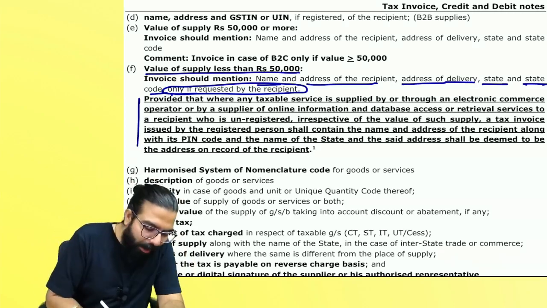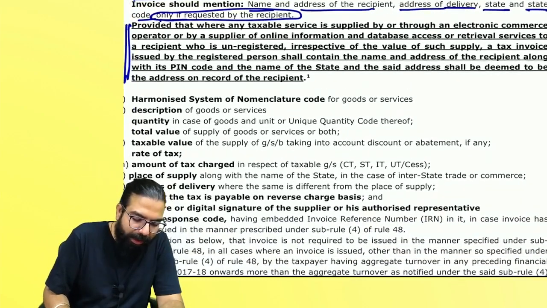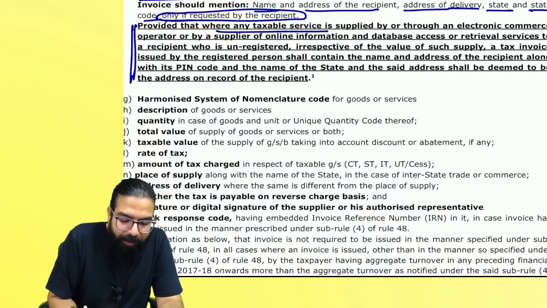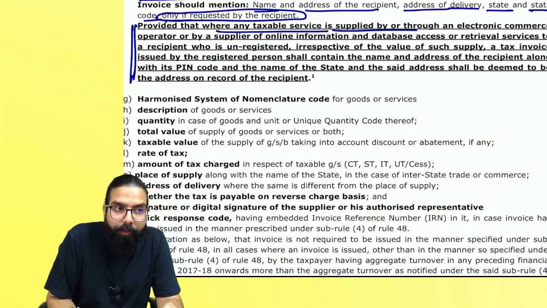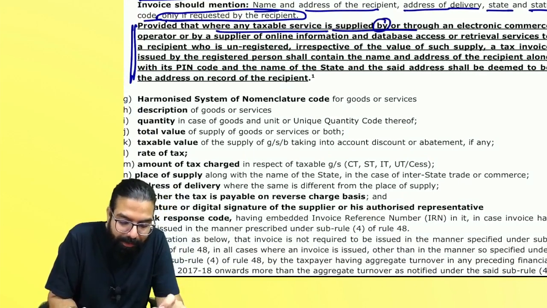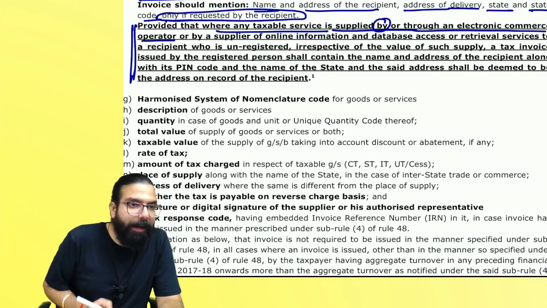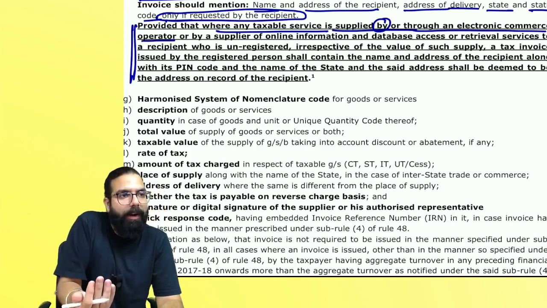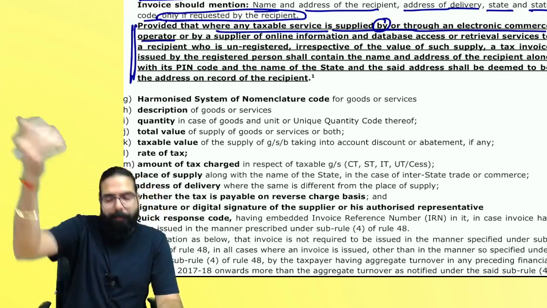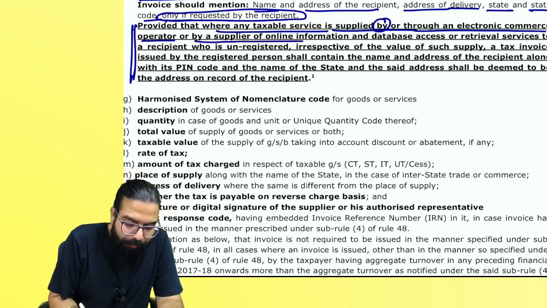Now here, there is a proviso which has been inserted. The proviso says, where any taxable service is supplied by or through an e-commerce operator, means you are supplying through e-commerce, or the e-commerce operator is supplying, or supplier of what?